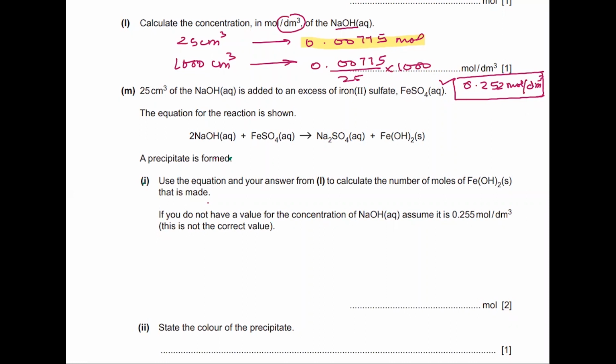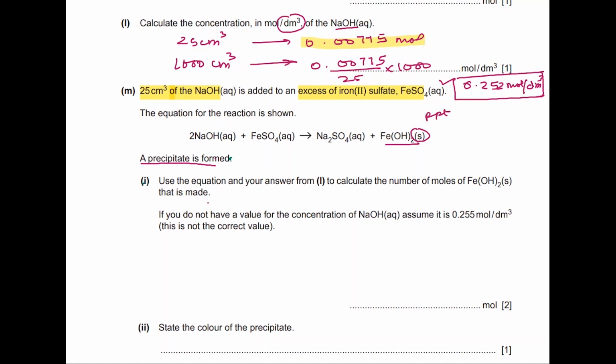All right, so let's do the M part of the question. It says that 25 cm cube of NaOH is added to an excess of iron sulfate. Now we already know the concentration. This concentration is in 1000 cm cube. They're asking how many moles, because further on they're saying a precipitate is being formed. The precipitate means a solid product has been formed. So this is basically the precipitate.